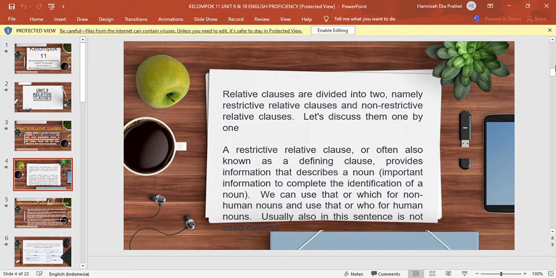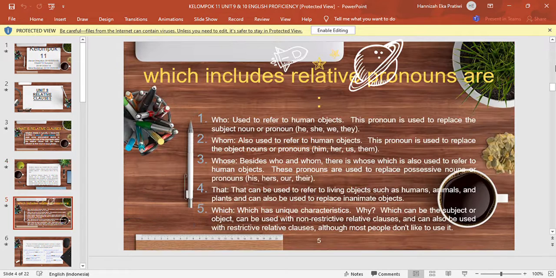Restrictive relative clauses are often also known as defining clauses. They provide information that describes the noun, for example, important information that completes the identification of a noun. You can use that or which for non-human nouns and use that or who for human nouns. Usually, in this sentence, a comma is not used.